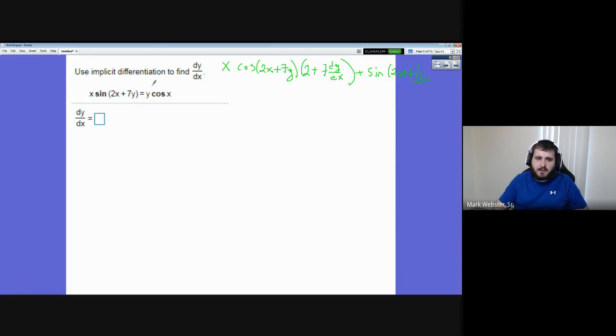Well, let me do a lefty right plus righty left again, right? So derivative of cosine is negative sine. Plus derivative of y is dy dx. So let's pretty this up. Let's make it look better.